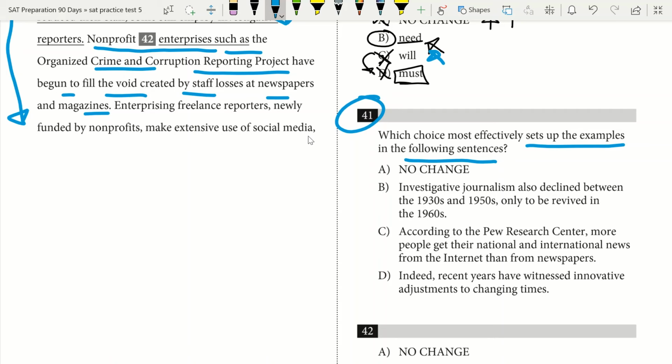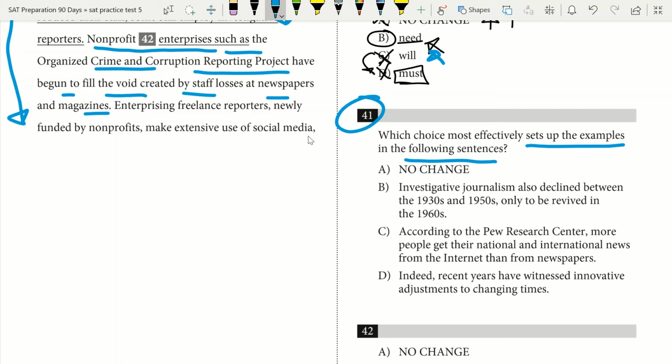Now in this case, such as here is restrictive, okay? Now if such as were non-restrictive, or non-essential, you would have a comma before it. But in this case, it is restrictive because it's referring to the Organized Crime and Corruption Reporting Project. Okay, so in this case, it is restrictive because it wouldn't be allowing for more than that one.